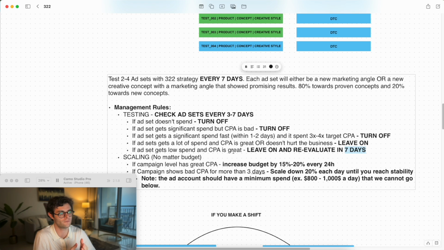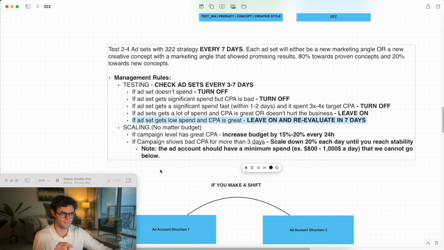If you turn it off at day 3, you didn't give it a shot, right? Hopefully that makes sense. Let me know if you have any questions.